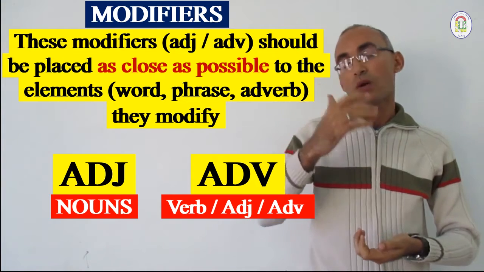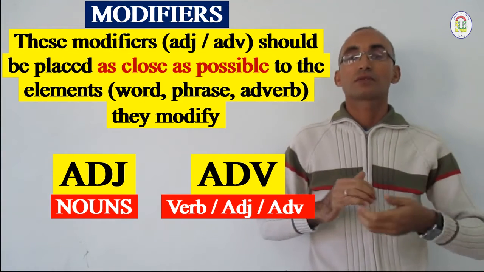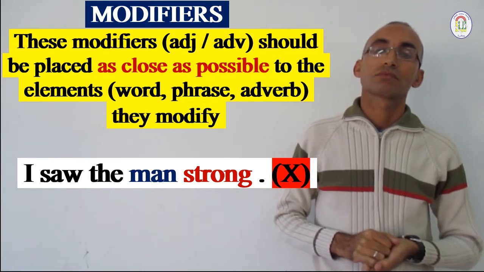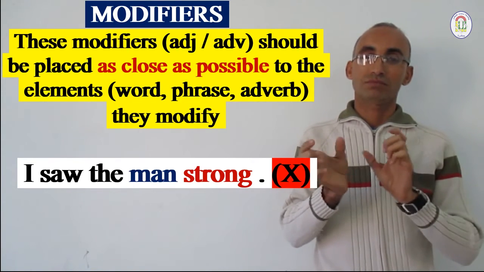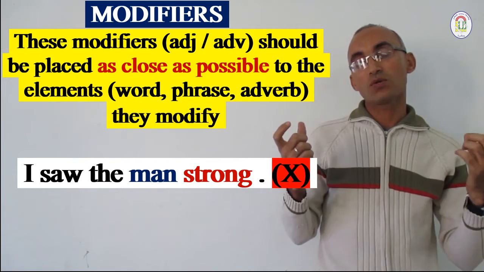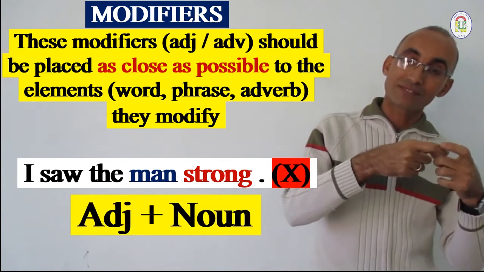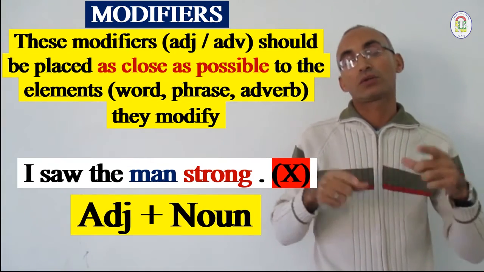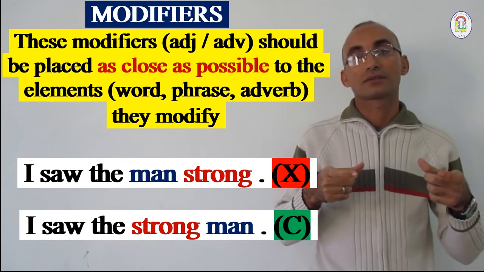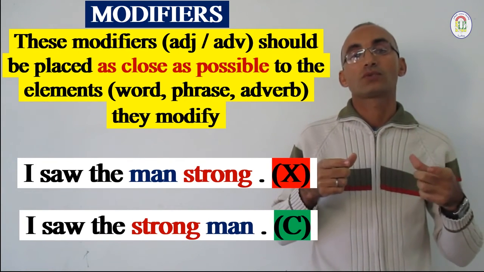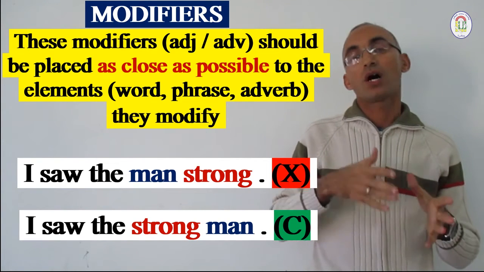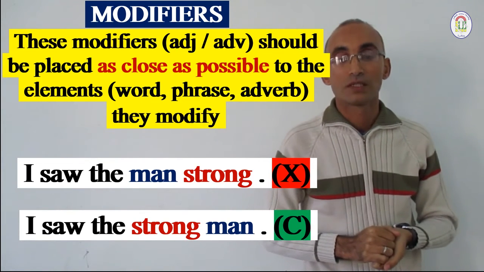For example, our simple example for adjectives: I saw the man strong. Here, it's a mistake because normally in English, as you know, we put the adjective then the noun, not the opposite. So the right sentence is I saw the strong man. Clear? The strong man. We must respect this structure.